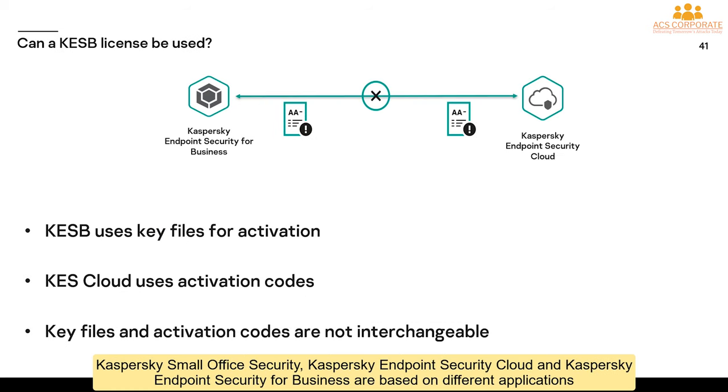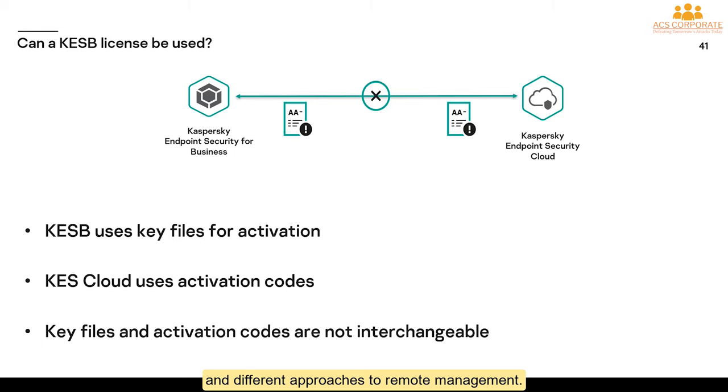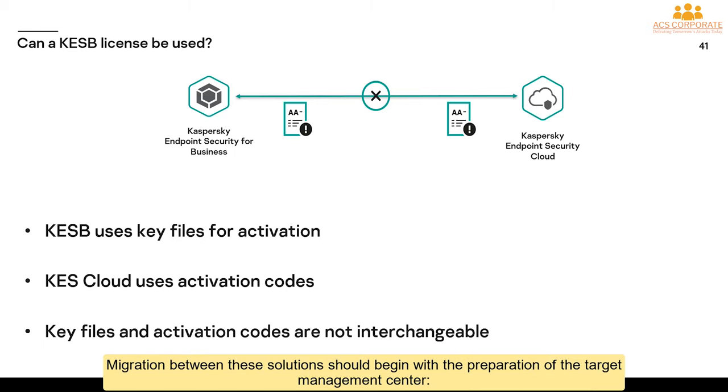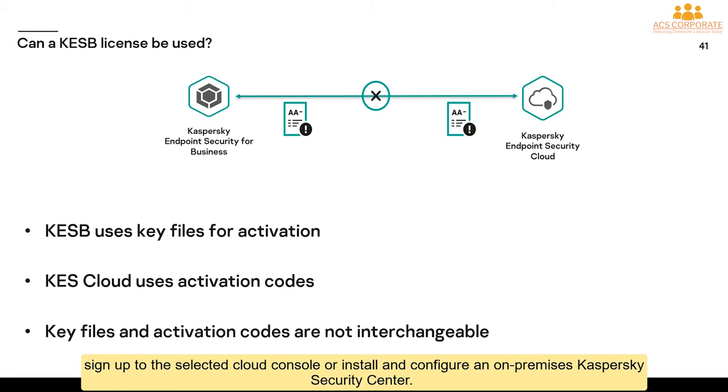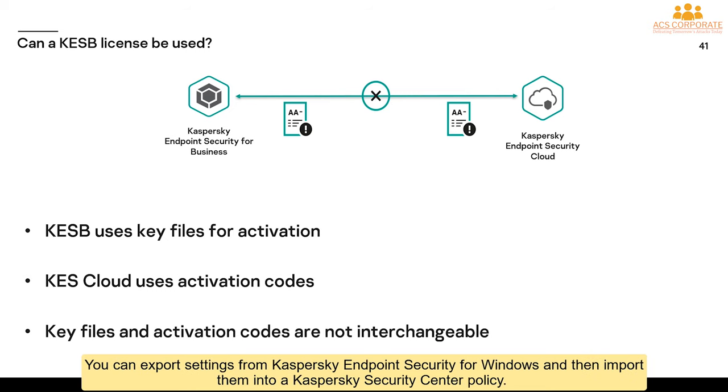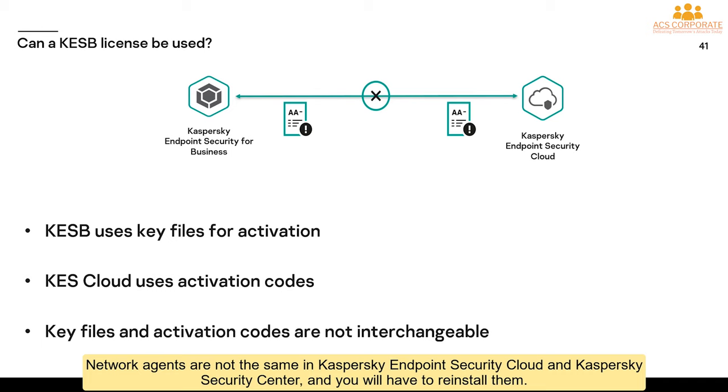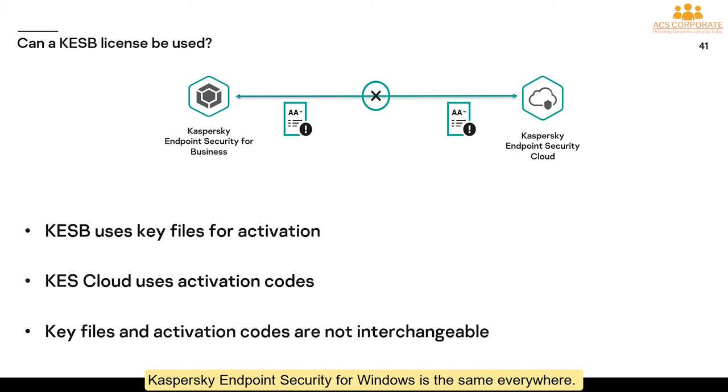Kaspersky Small Office Security, Kaspersky Endpoint Security Cloud and Kaspersky Endpoint Security for Business are based on different applications and different approaches to remote management. Migration between these solutions should begin with the preparation of the target management center. Sign up to the selected cloud console or install and configure an on-premises Kaspersky Security Center. You can export settings from Kaspersky Endpoint Security for Windows and then import them into a Kaspersky Security Center policy. Network agents are not the same in Kaspersky Endpoint Security Cloud and Kaspersky Security Center, and you will have to reinstall them. Kaspersky Endpoint Security for Windows is the same everywhere.